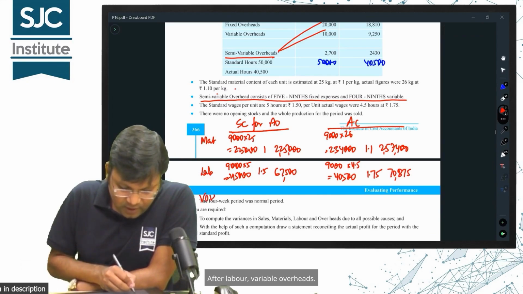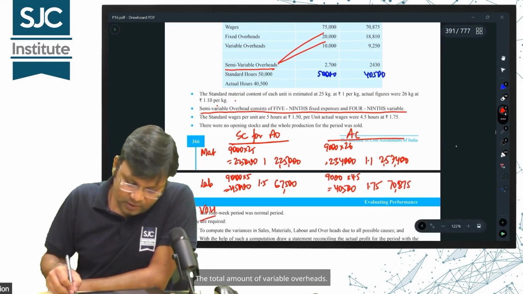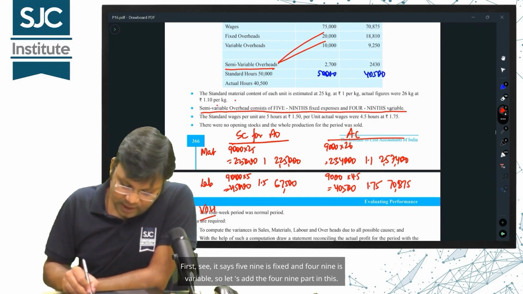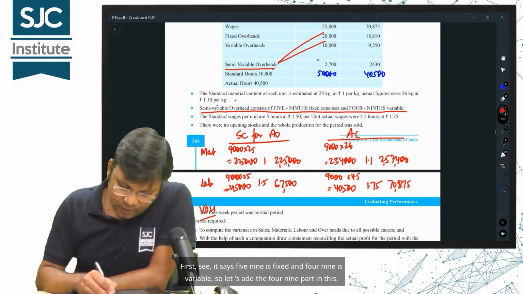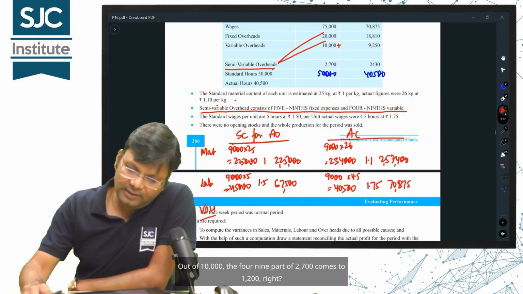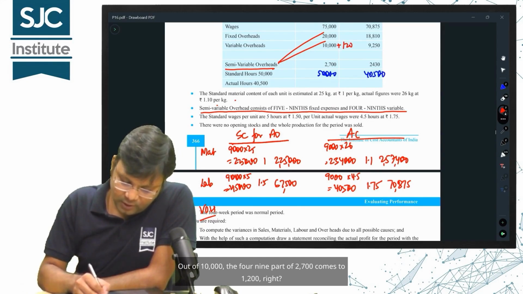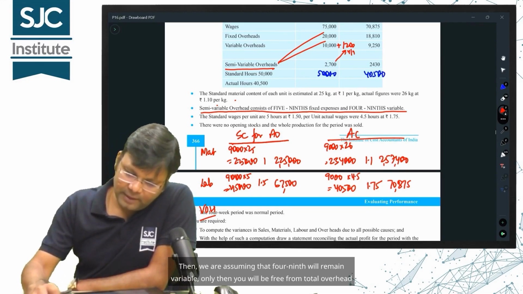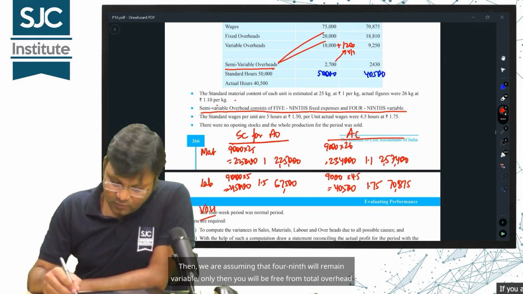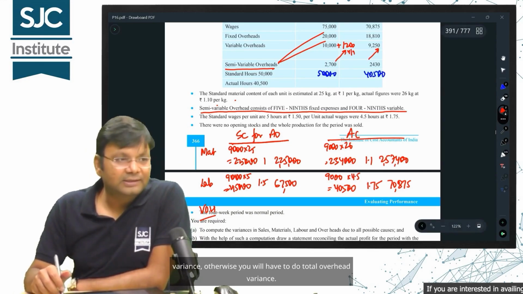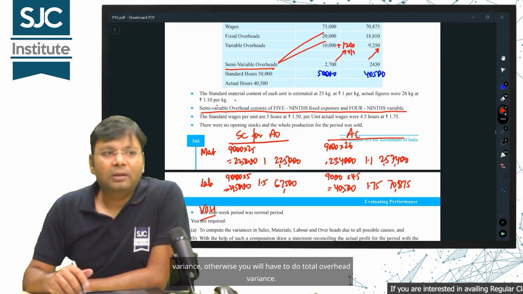After labor, variable overheads. The total amount of variable overheads: it says 5/9 is fixed and 4/9 is variable, so let's add the 4/9 part in this. Out of 10,000, the 4/9 part of 2,700 comes to 1,200. So we added the 4/9 part of this and also of 2,430. Then, we are assuming that 4/9 will remain variable, only then you will be free from total overhead variance, otherwise you will have to do total overhead variance.